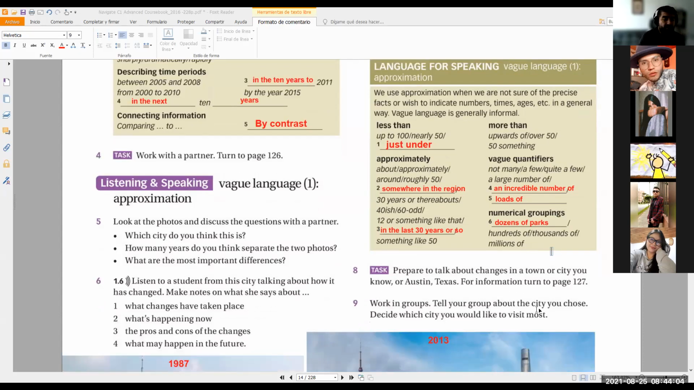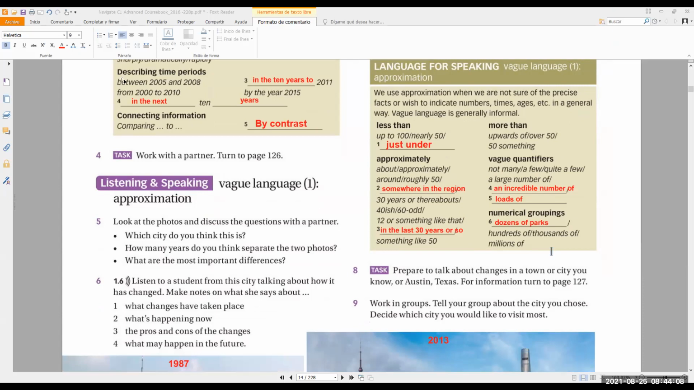So what do we have to do, guys? We have to go to page 127, and they say that you would have to talk about changes in a town or city, or Austin, Texas. I wouldn't like you to talk about Austin, Texas, unless you have been there. And if you've lived there, that's okay, because it would be better if it's a place you know. So it doesn't have to be necessarily a town or city. It could be even a neighborhood, if you will.